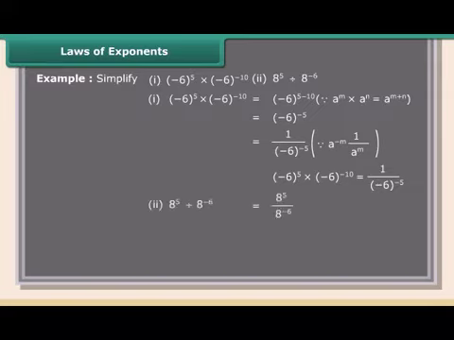8^5 divided by 8^(-6) is equal to 8^5 upon 8^(-6), which is equal to 8^(5+6), since a^m divided by a^n is equal to a^(m-n), which is equal to 8^11. So 8^5 divided by 8^(-6) is equal to 8^11.